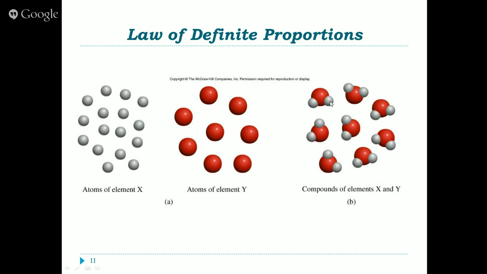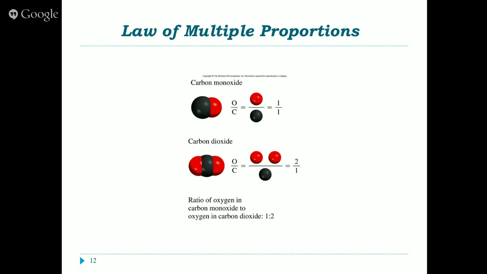This is the way that this has to be. We cannot have a water molecule that has anything different than two hydrogens and one oxygen. It is a specific ratio, a definite proportion. We can, however, have multiple proportions. So we can look to see how two different elements can combine in different ways.